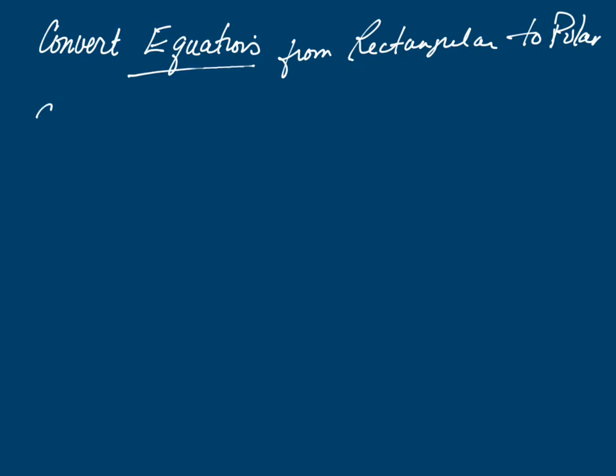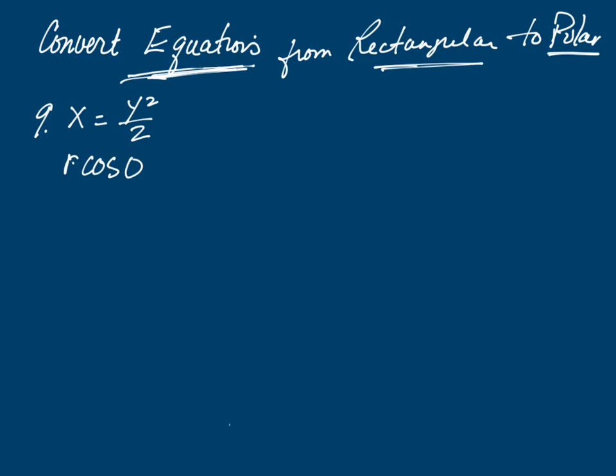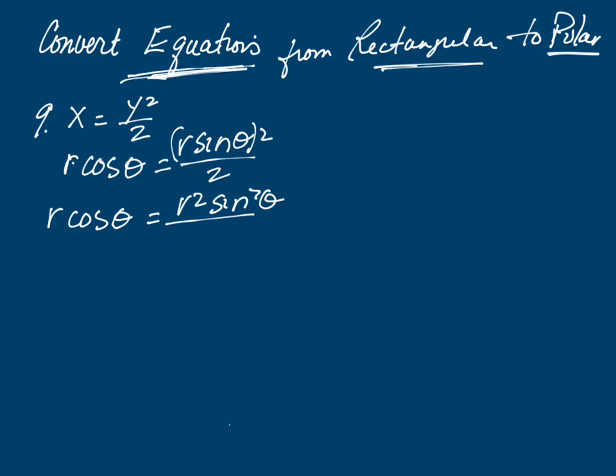Starting with number 9, we have to convert equations from rectangular to polar. So we're given an xy equation and we have to put it in an r theta equation. We start out with x equals y squared over 2. And remember that x equals r cosine theta. So r cosine theta equals (r sine theta) squared over 2, which is r cosine theta equals r squared sine squared theta over 2.